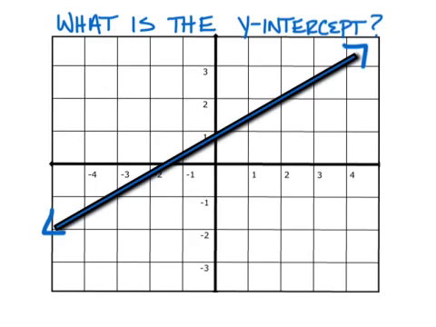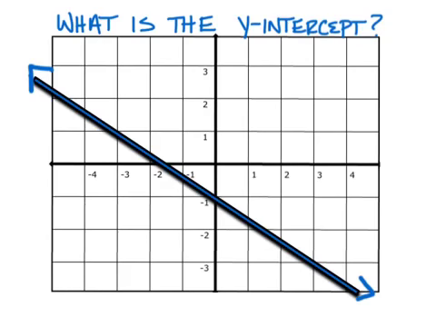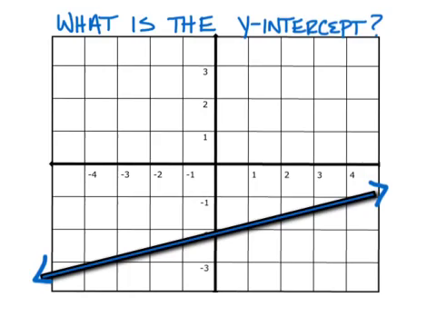What is the y-intercept of this graph? Write it down and walk through here. The y-intercept is 1 because it intercepts the y-axis at 1. Walk by with this one. What is the y-intercept of this graph? The y-intercept is negative 1. That's where it crosses the y-axis.